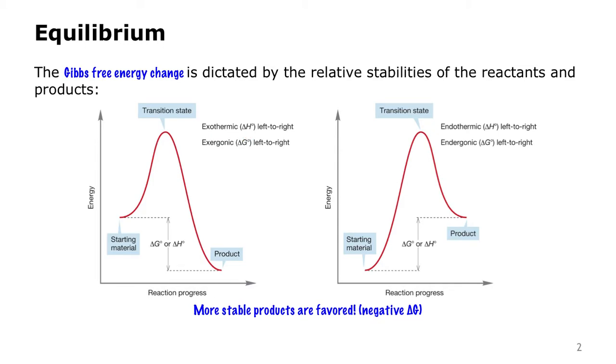If the reaction gives rise to a product that is less stable than the starting material, then there would be an increase in the Gibbs free energy and a positive delta G, and this is what's known as an endergonic reaction. If you limit yourself to being concerned with the enthalpy change in the reaction, that would be an endothermic reaction. In general, we find that more stable products are favored. A negative delta G means that we have a favorable equilibrium constant for our reaction.